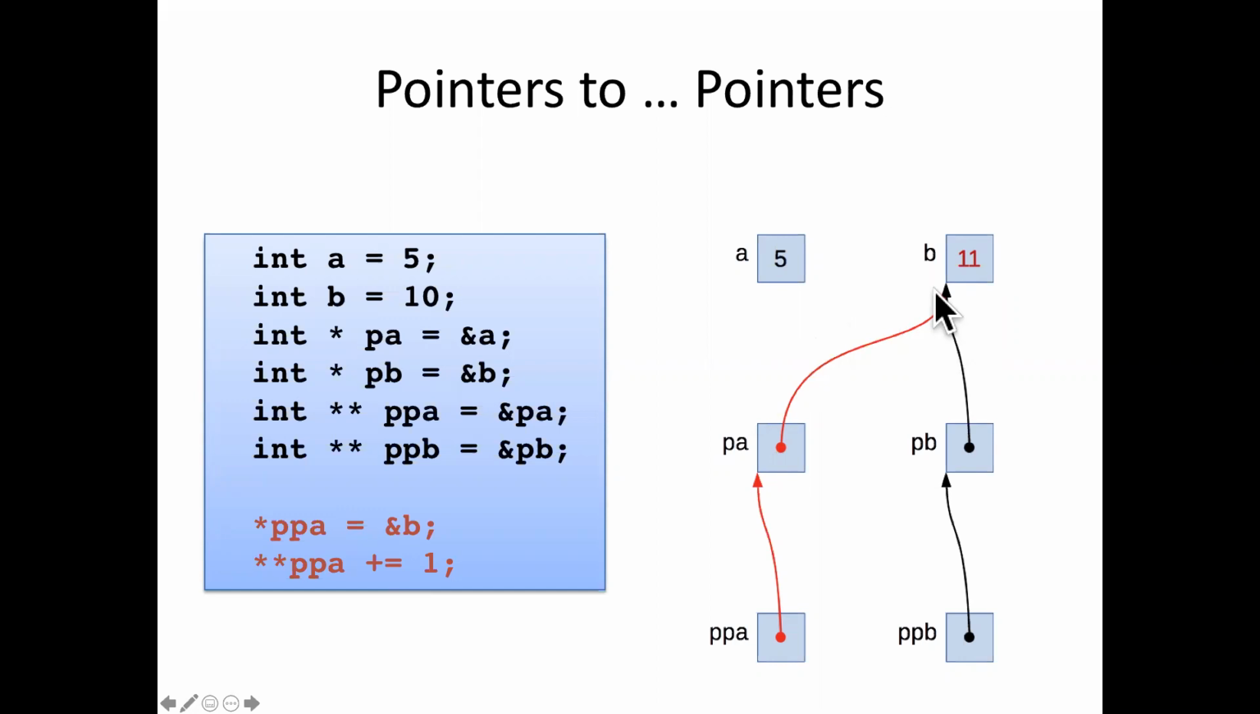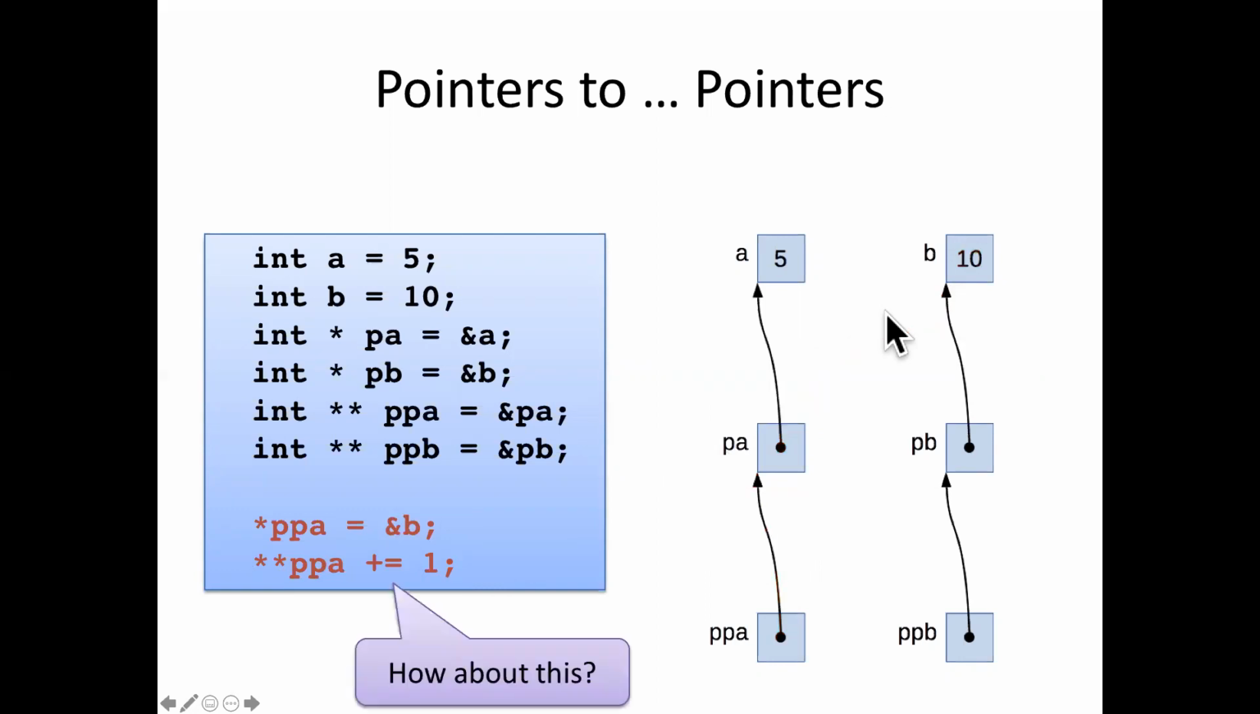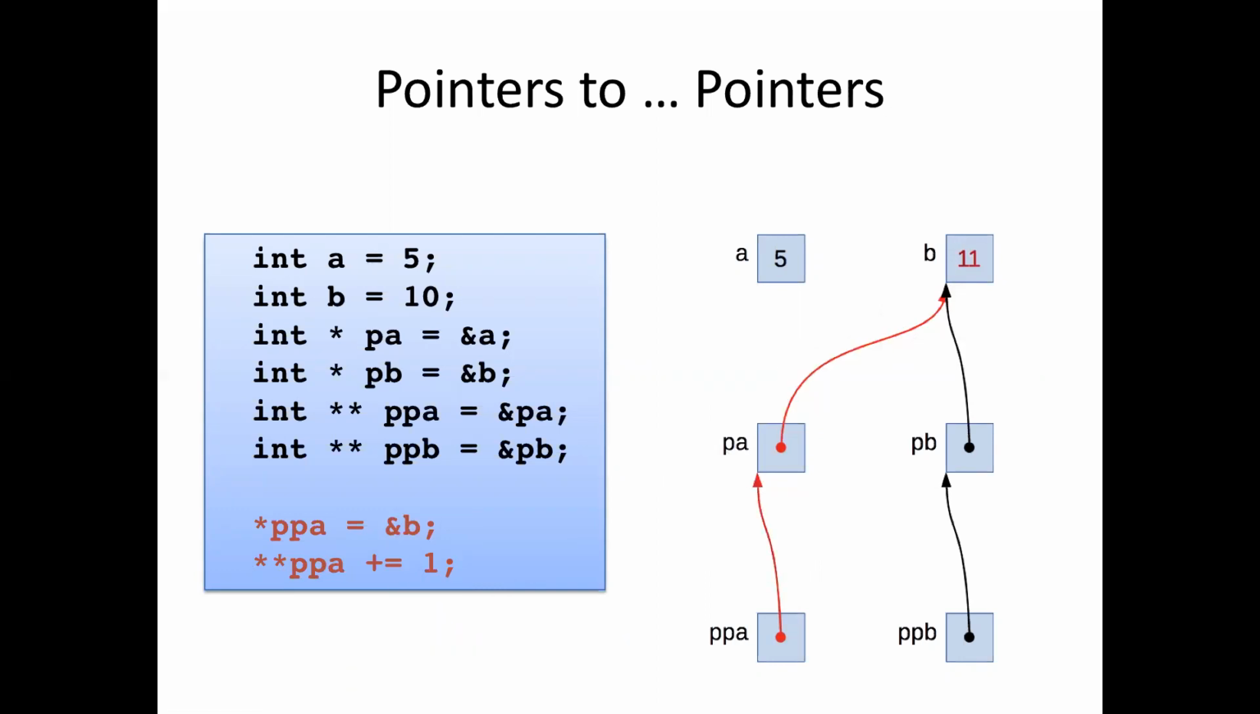And then the picture goes ahead and shows the next step. Once I've done that, what do I do? Well, I take whatever PPA points to, follow that. That's what this first dereference operator says. So I follow that to PA. And then what do I do? I dereference that. That's this outer dereference operator. So follow whatever that points to. And now that's B up here. And then I just add 1 to that. So backing up a slide, that's what takes B from 10 up to 11. Questions before we move on?